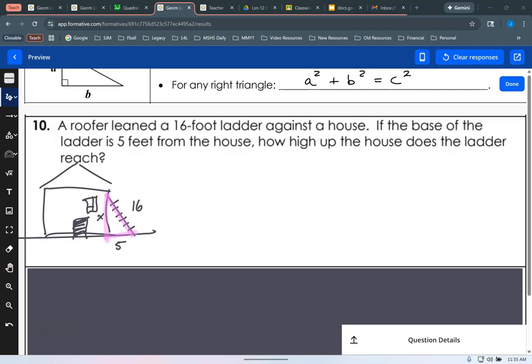Okay, you got it? If you got it right, you should have put them here, right? So again, we've drawn a context picture. We've created our house. Our roofer has leaned our ladder up against our house. Our ladder is 16 feet long. The base of the ladder is 5 feet from the house. How high up the house does the ladder go? And now you do Pythagorean theorem to figure out that answer.